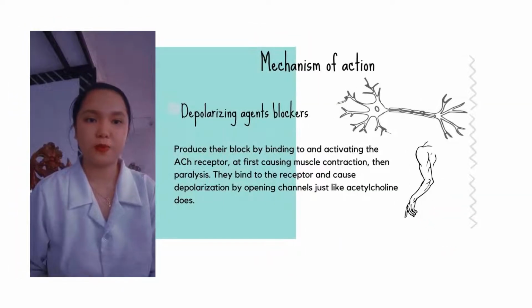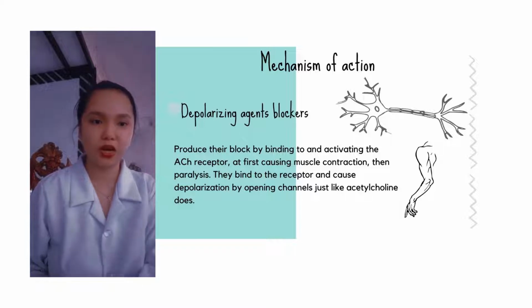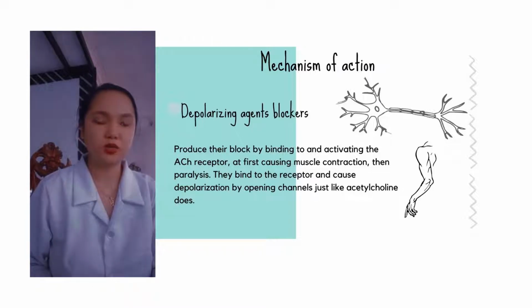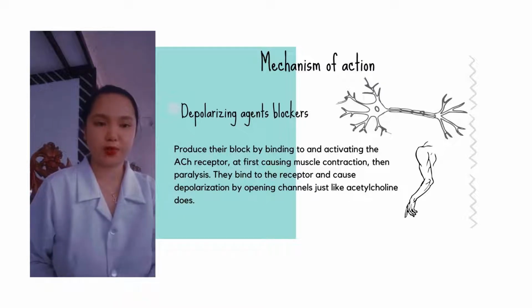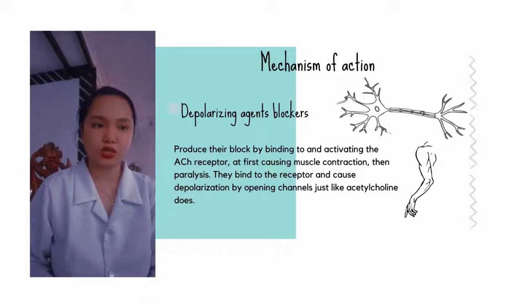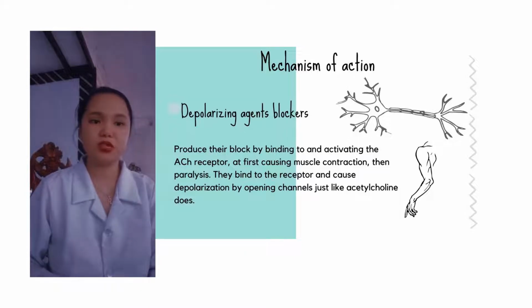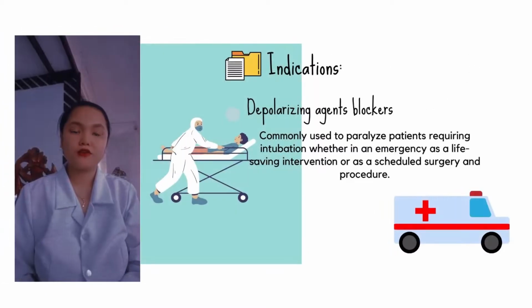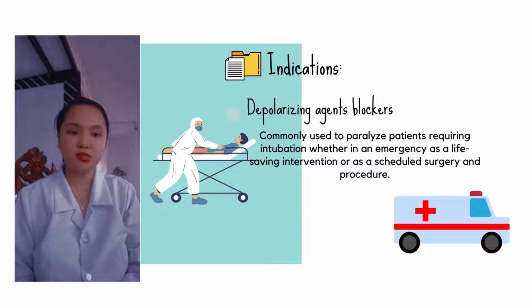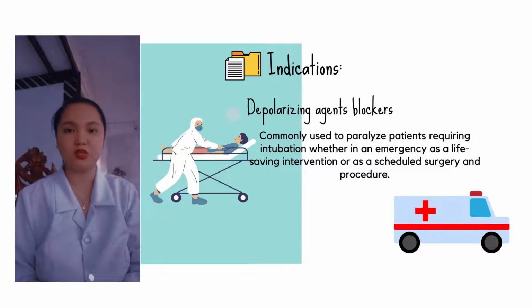Mechanism of action of depolarizing neuromuscular junction blockers. They produce their block by binding to and activating the acetylcholine receptor, at first causing muscle contraction, then paralysis. They bind to the receptor and cause depolarization by opening channels just like acetylcholine does. For the indications of depolarizing neuromuscular junction blockers, these are commonly used to paralyze patients requiring intubation, whether in an emergency as a life-saving intervention or in scheduled surgery and procedures.